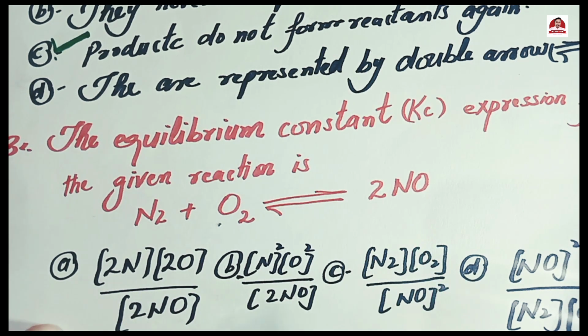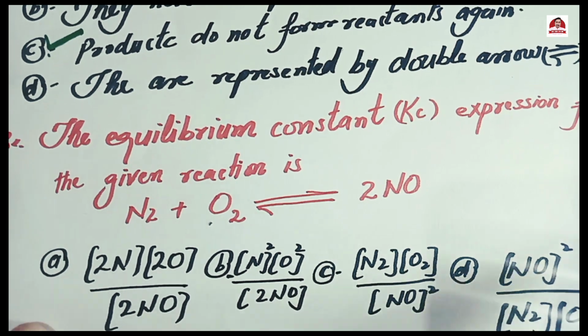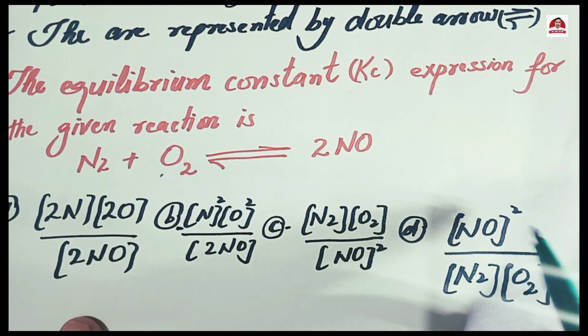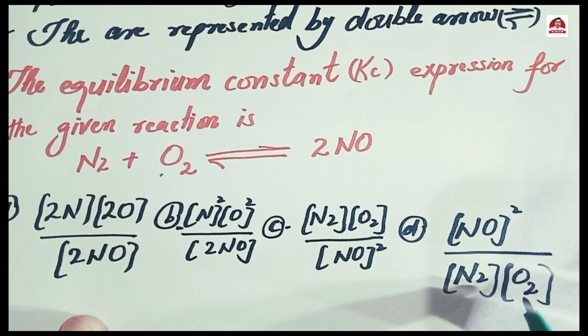So here option A is 2N2O divided by 2NO. Option B is N to the power 2, O raised to power 2, divided by N2NO. Option C, N2O2 divided by NO to the power 2. And option D is NO to the power 2 divided by N2 and O2.